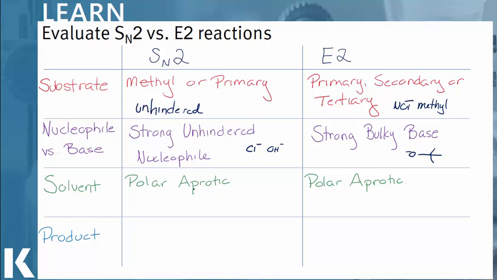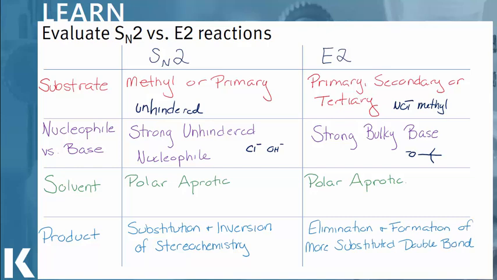For solvents, both SN2 and E2 want polar aprotic solvents. For SN2, we want aprotic so it doesn't hydrogen bond with the nucleophile, and for E2, we want aprotic so the base can't deprotonate the solvent. And finally, looking at the products, with SN2, you will see a substitution, and it will invert the stereochemistry. With E2, we'll get elimination and the formation of the more substituted double bond.